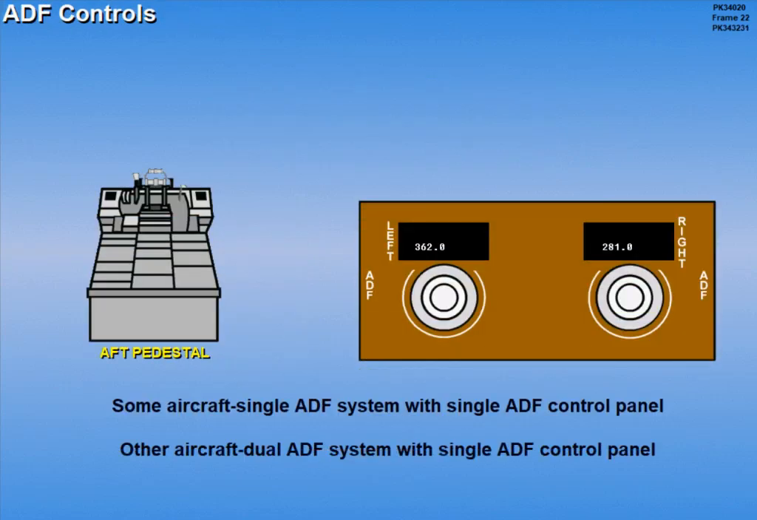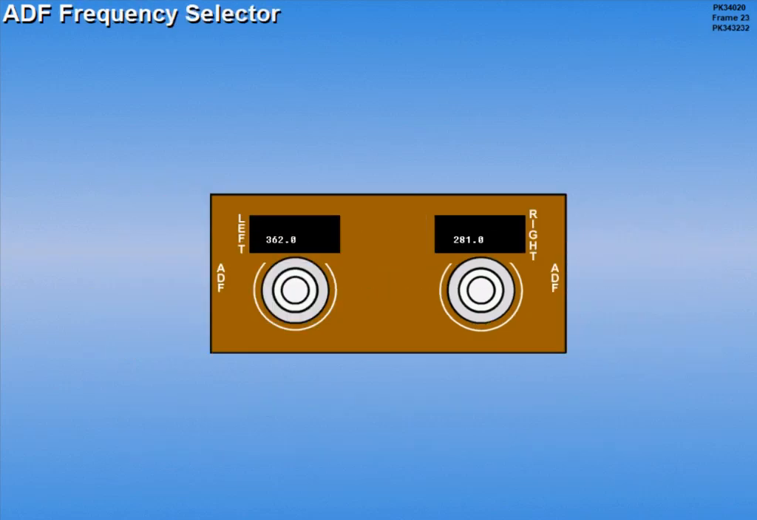On some aircraft, a single ADF system is installed with the ADF control panel. On other aircraft, however, a dual ADF system is installed with a single ADF control panel. That ADF control panel is located on the aft pedestal. The control panel has two frequency selectors, each with a corresponding frequency indicator.